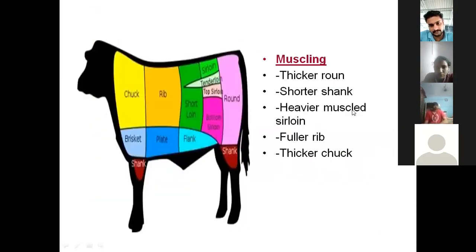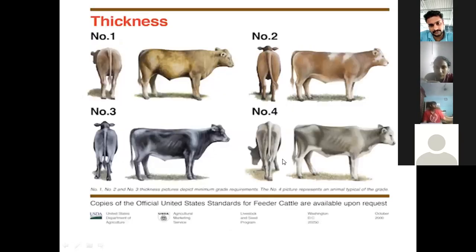And the heavier muscles, the loin region should be heavily muscled. Ribs, there should be proper rib development and a thicker chunk region. So here you can see these 4 types of animals. You can see this round region and you can compare the side view also. The round is well developed. You can see the semicircle. This round region is broader compared to the loin region. This also indicates that the top should be straight.